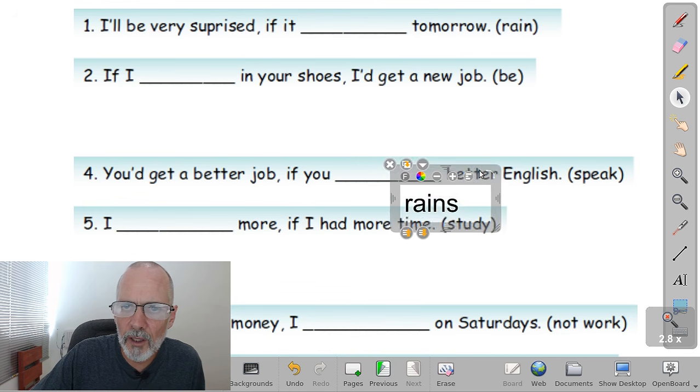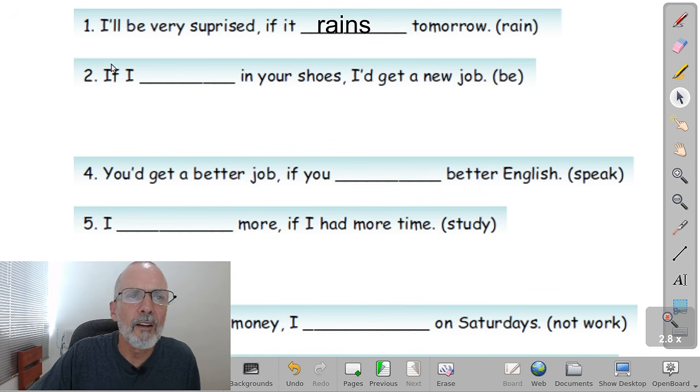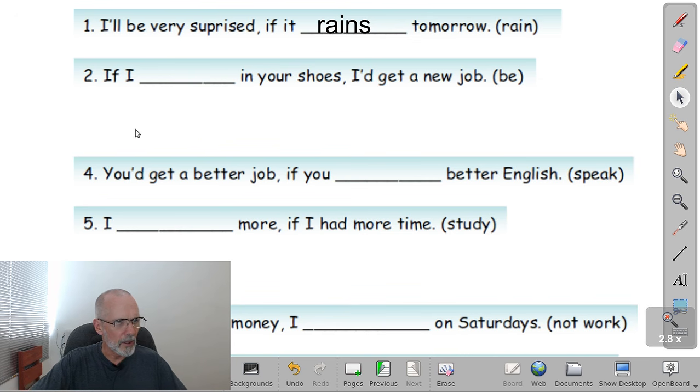Very good, Tanya. This one is in the first conditional. We know that it's in the first conditional because here we have will. And remember, we can say it the other way around. If it rains tomorrow, I'll be very surprised. This means that it's probably not going to rain tomorrow.